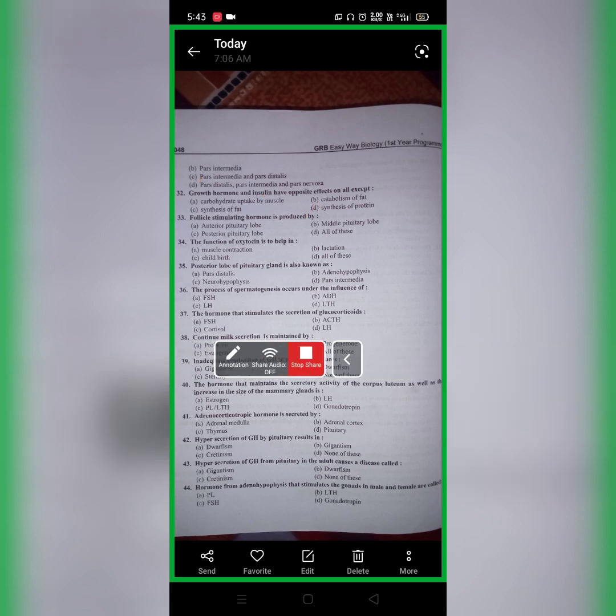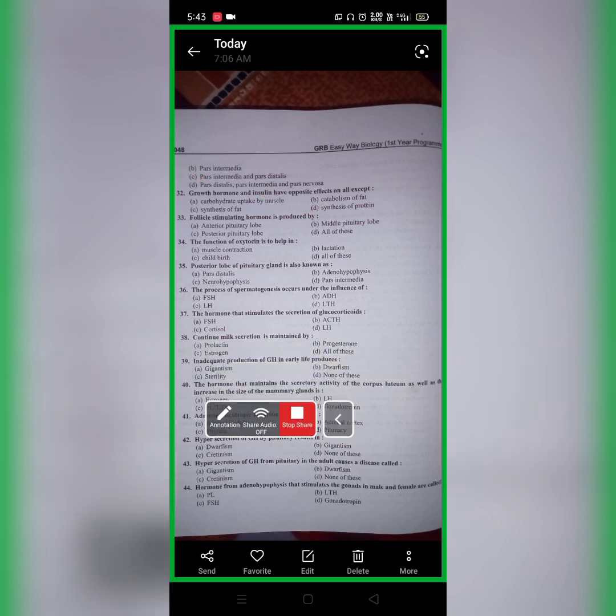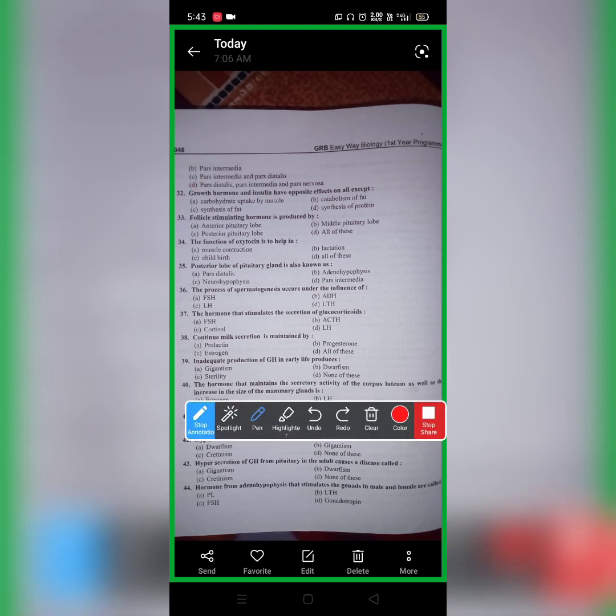Question number 33. Follicle stimulating hormone, that is FSH, is produced by the anterior lobe, posterior pituitary, or the middle pituitary, and option 4 is all of these. So what is the answer to this question? It is option A, that is anterior pituitary.